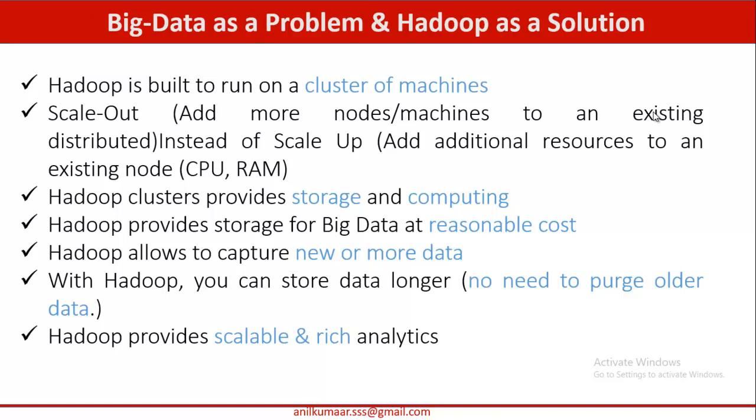Coming to the scale up architecture, here we are just increasing the resource capacity. For example, today I have a RAM of 64 GB and now I'm increasing that to 128 GB. Likewise, my hard disk capacity was earlier 1 terabyte, and now I'm increasing that to 2 terabytes. This phenomenon is known as scale up architecture. But Hadoop doesn't recommend this. Hadoop recommends only scale out architecture.